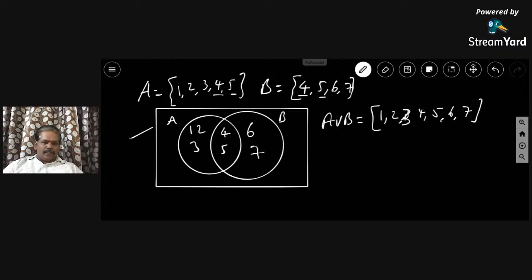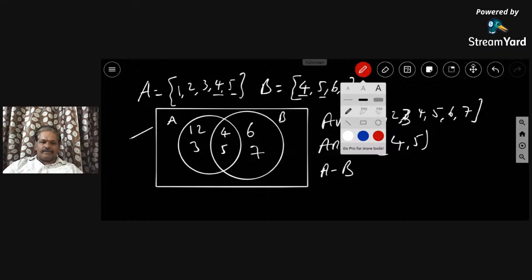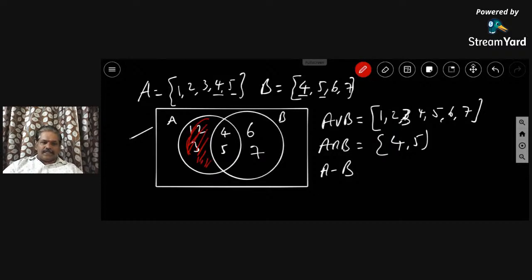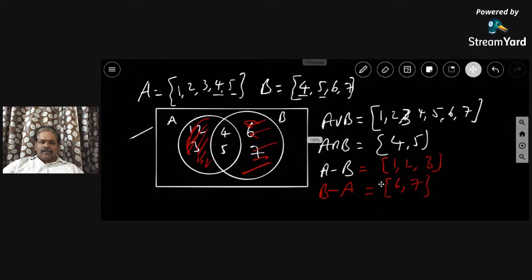A union B is 1, 2, 3, 4, 5, 6, 7. We can see in the visual representation 1, 2, 3, 4, 5, 6, 7. And A intersection B, the common part, is 4, 5. And for A minus B, only this part we will write, the elements present here. So we can see 1, 2, 3. And when we ask B minus A, we have only this part, that is 6, 7. So this is the visualization and representation question.